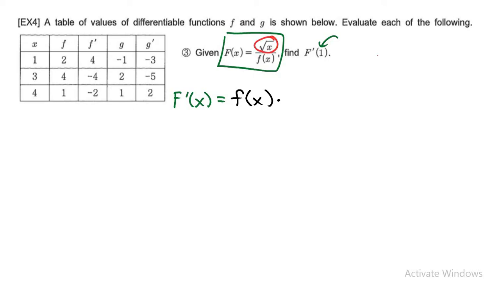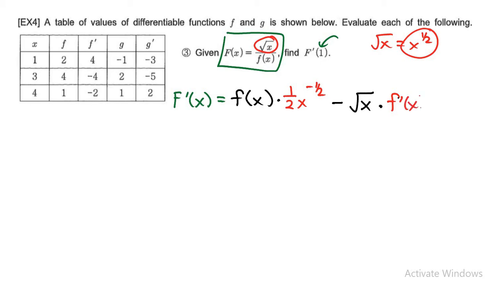So that's root x. So remember, root x is x to the power 1/2. And if I take the derivative of x to the power 1/2, that's going to be 1/2 x to the power of negative 1/2 minus the numerator, which is root x, times the derivative of the bottom, which will be f prime of x, all divided by the denominator all squared. So I'm just going to put this in a red bracket and write an exponent of 2 there. Okay, so that's the derivative right there.